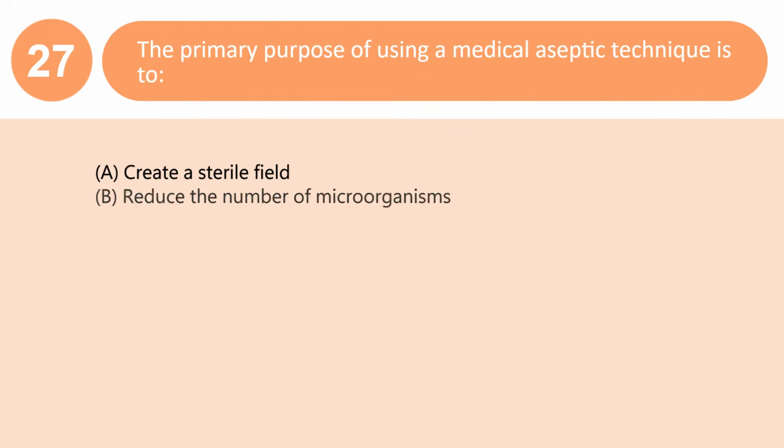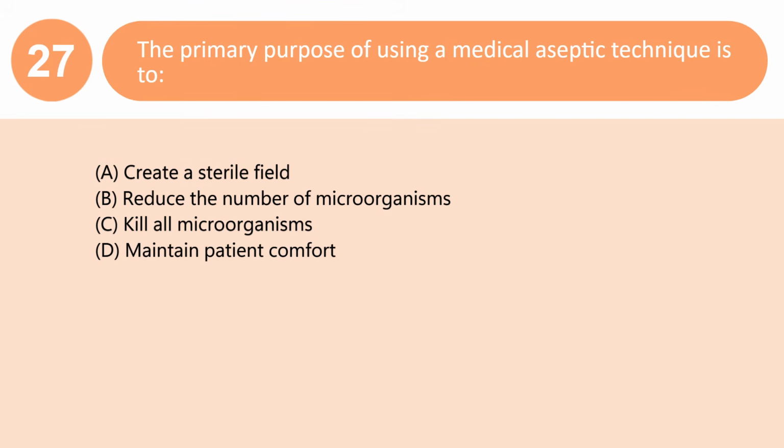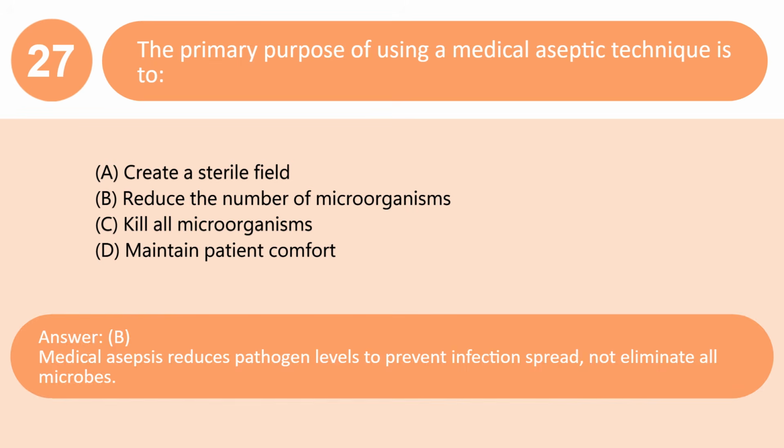The primary purpose of using a medical aseptic technique is to A. Create a sterile field, B. Reduce the number of microorganisms, C. Kill all microorganisms, D. Maintain patient comfort. Answer: B. Medical asepsis reduces pathogen levels to prevent infection spread, not eliminate all microbes.